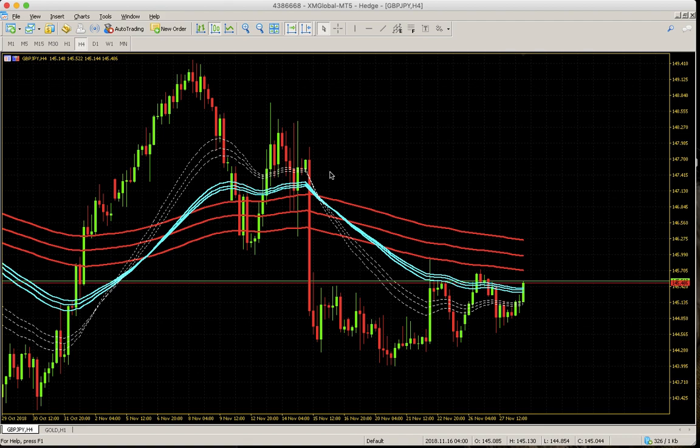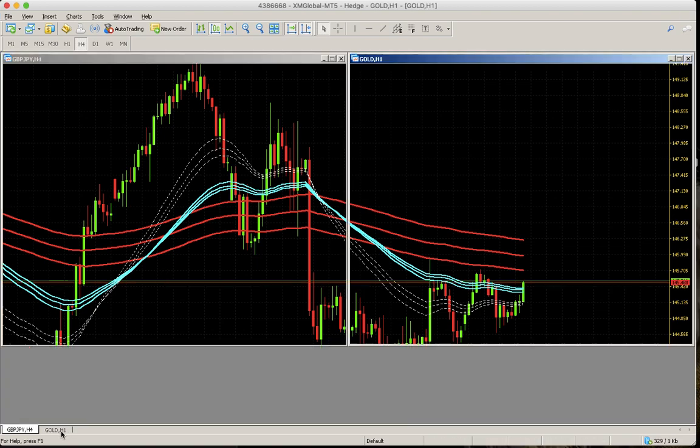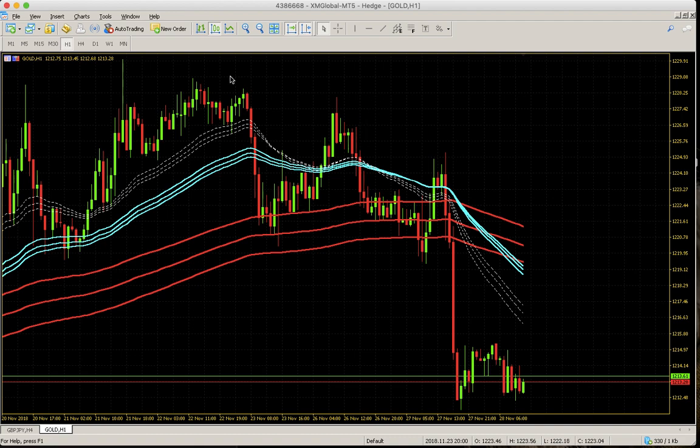Today I'm gonna show you how to use the moving average. The first one I'm gonna show you is with gold. This one is the moving average 200 period. This one is the 60, and this one is the 30, 35, and 39.